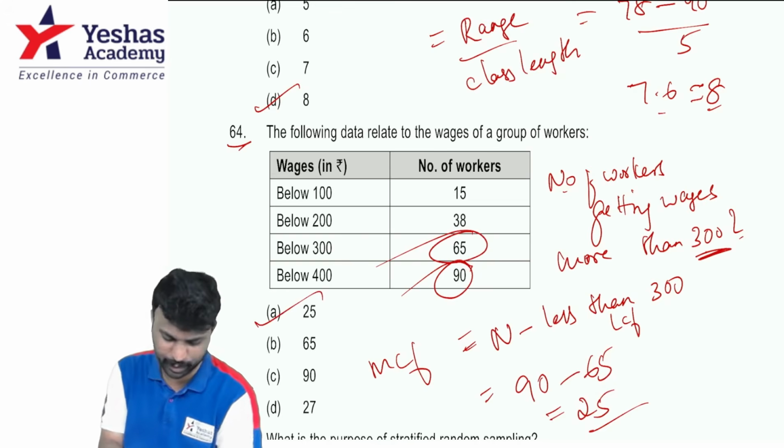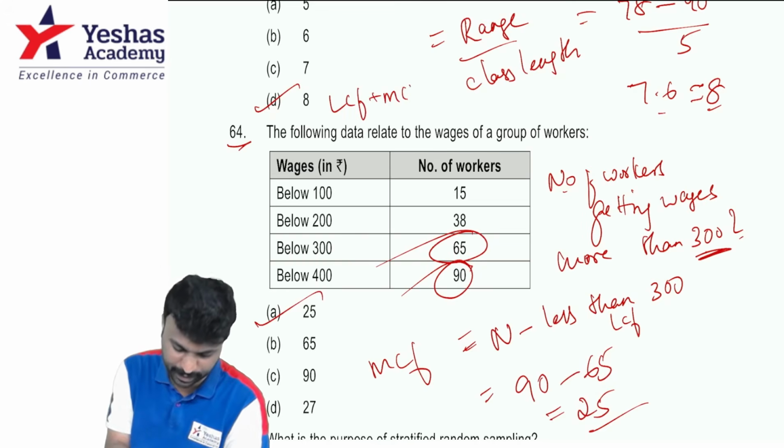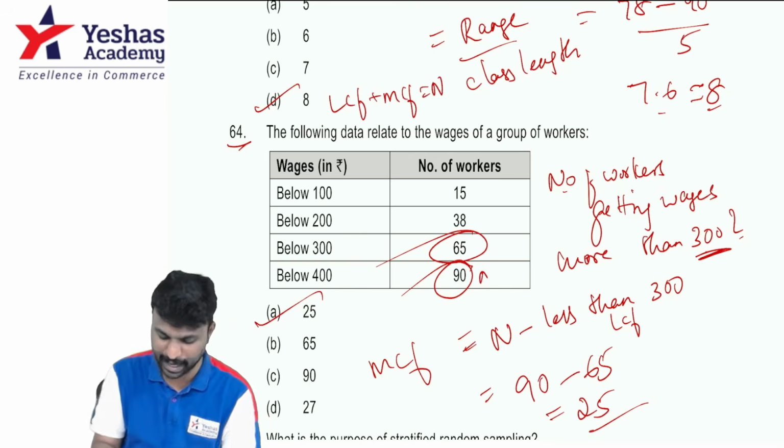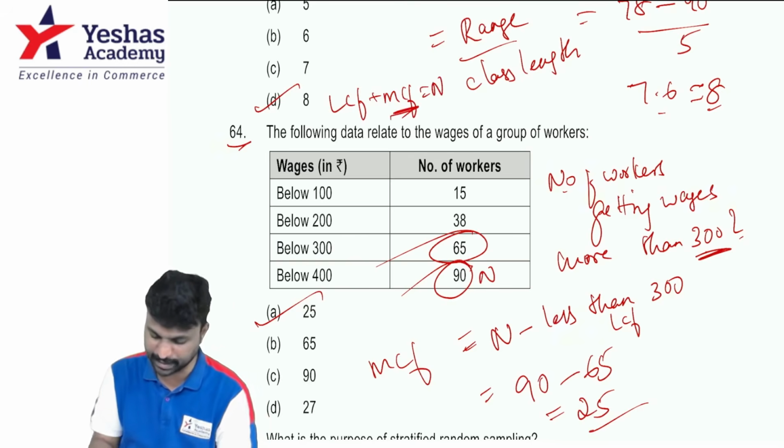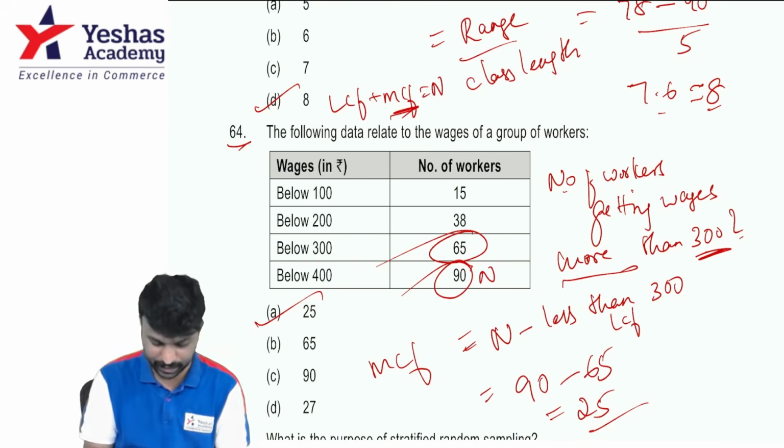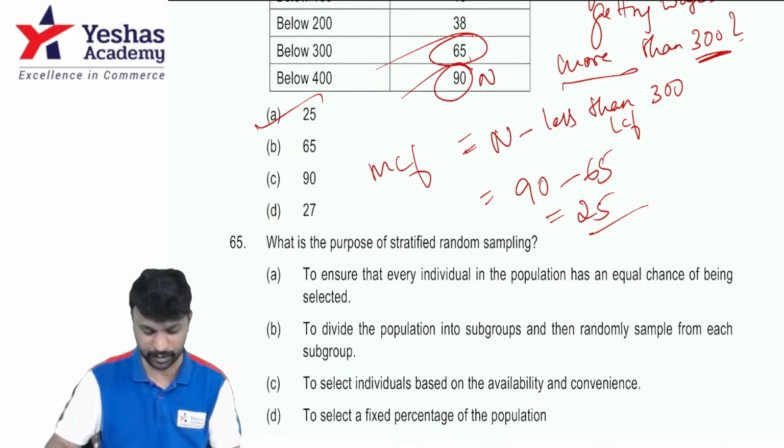The concept that I've used is LCF plus MCF is equal to capital N. Capital N is 90, and they're asking for MCF because "more than" means MCF. LCF is given as 65. 90 minus 65 gives you 25.